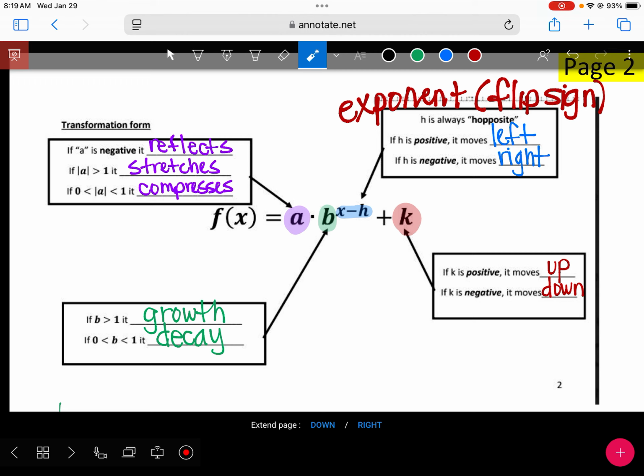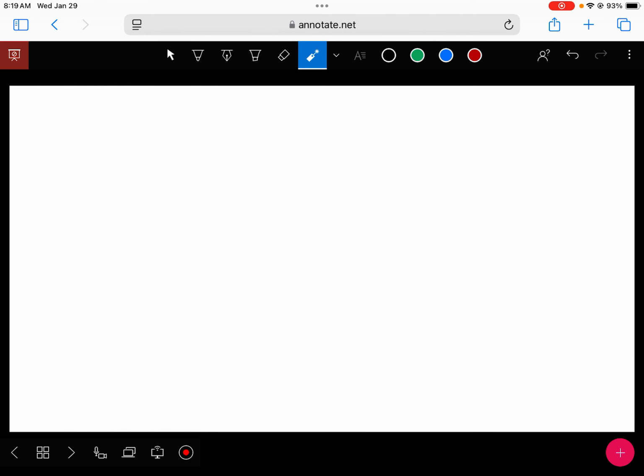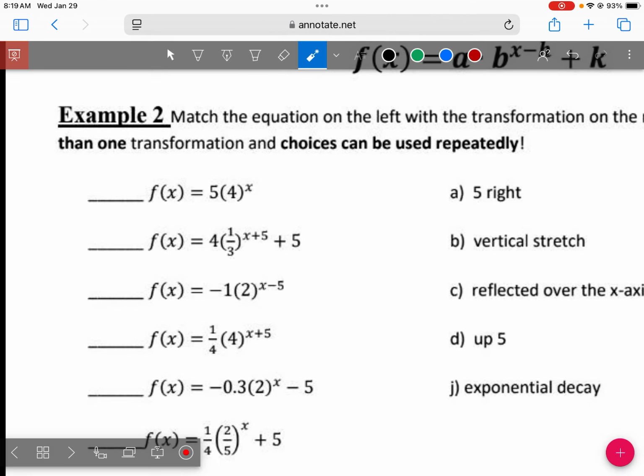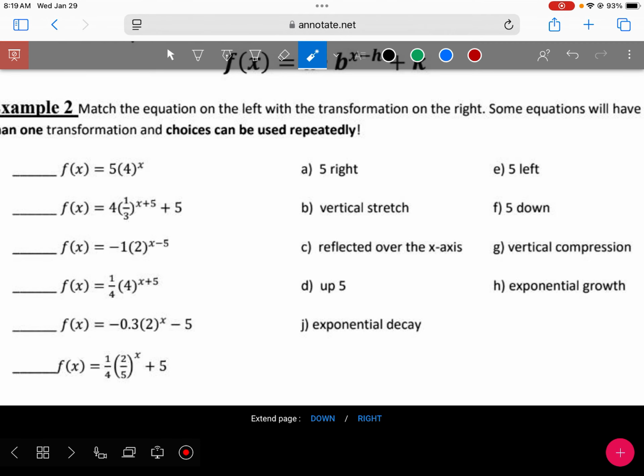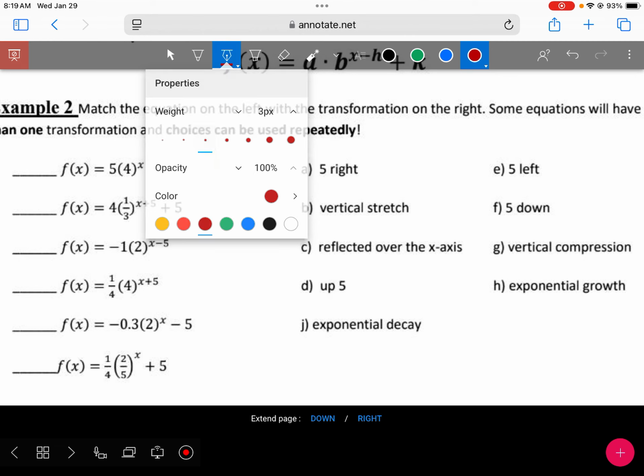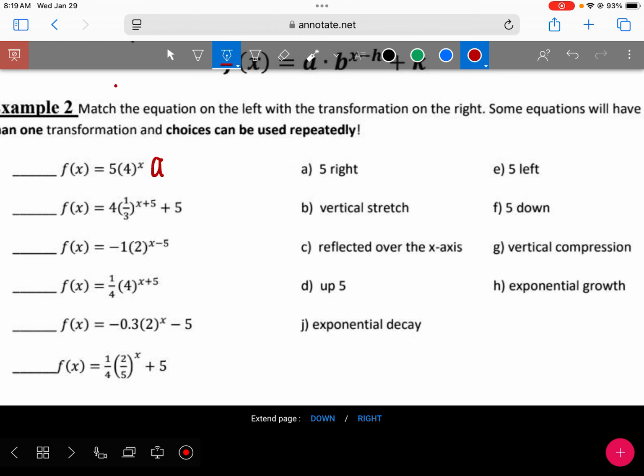So let's go to the next page and let's practice identifying what our A, H, and K and our B values are. And we're going to use our matching. There will be more than one option. So let's go ahead and dissect this first one. In this first one, A is 5. And the B value is 4 in that equation.